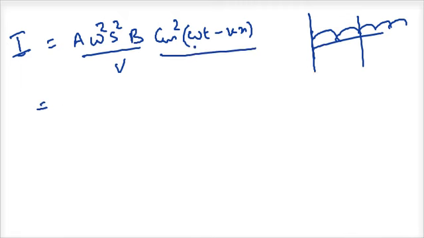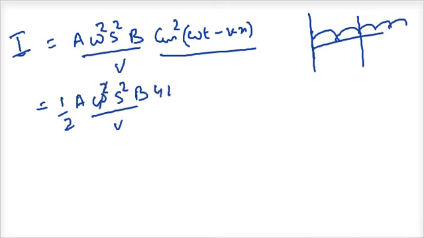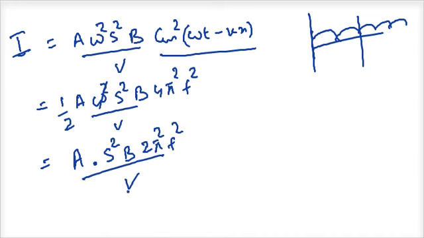So that is, you have learned that in AC currents. So when I apply that half, I'll get half into A into omega squared S squared B by v. Now this omega squared is nothing but 4 pi squared frequency squared. Omega is 2 pi f, so omega squared will become 4 pi squared f squared. So the intensity becomes area into S squared into B into 2 pi squared f squared by v.